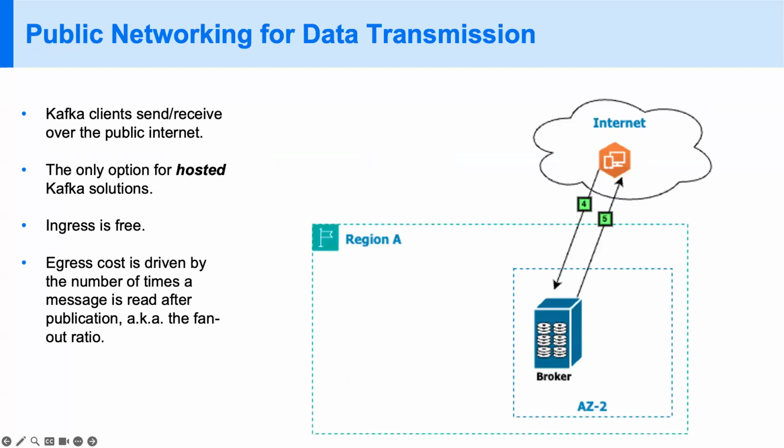So if you want to use public networking, sometimes if you're using a hosted solution, public networking is your only option. Again, the infrastructure is owned by the cloud vendor. It's a hosted solution. They're not going to let you run software within their cloud account. Therefore, you're going to have to incur these larger egress costs. Ingress is going to be free, but for egress, the number of times you read those messages is going to cost you, on AWS for example, 9 cents per gigabyte.